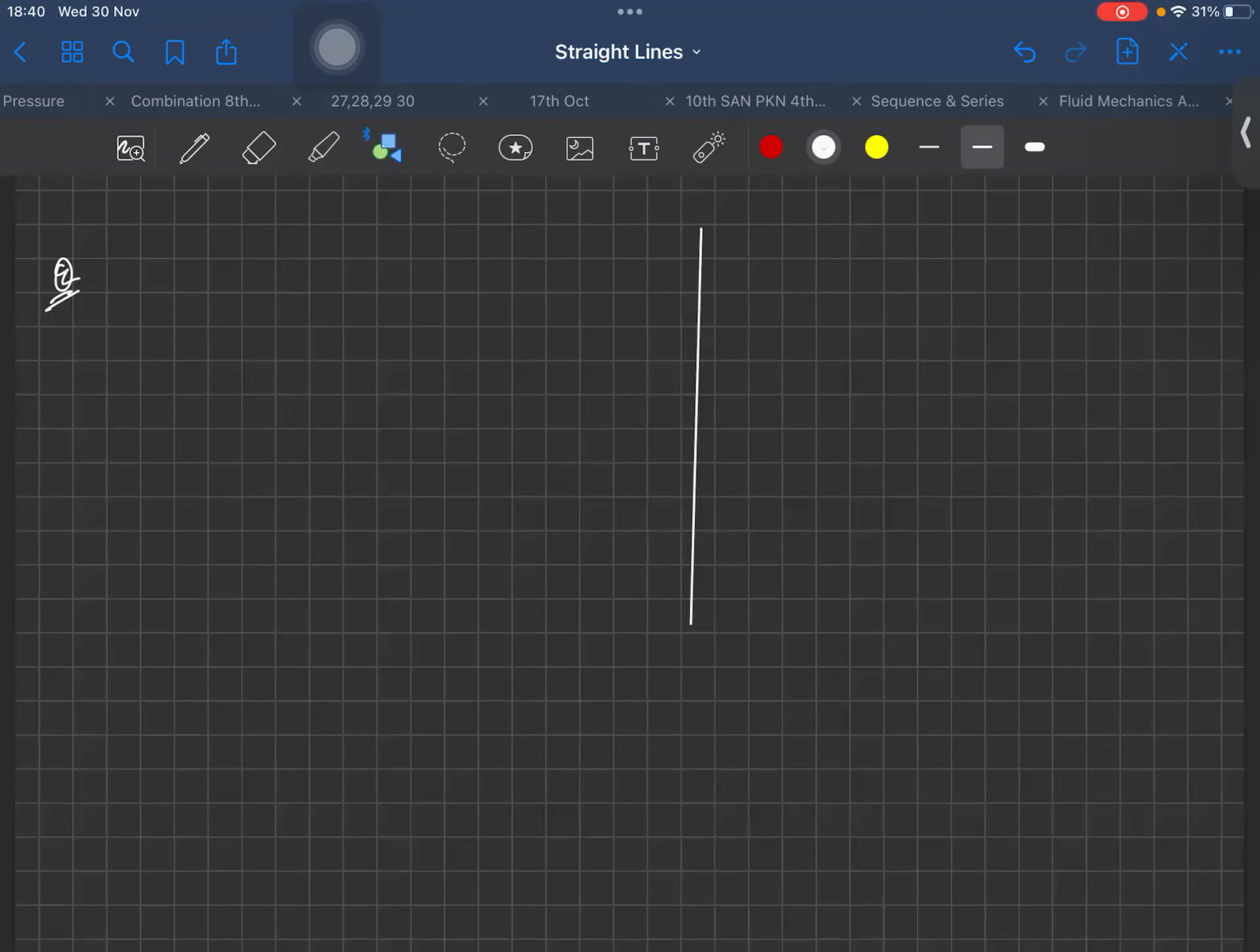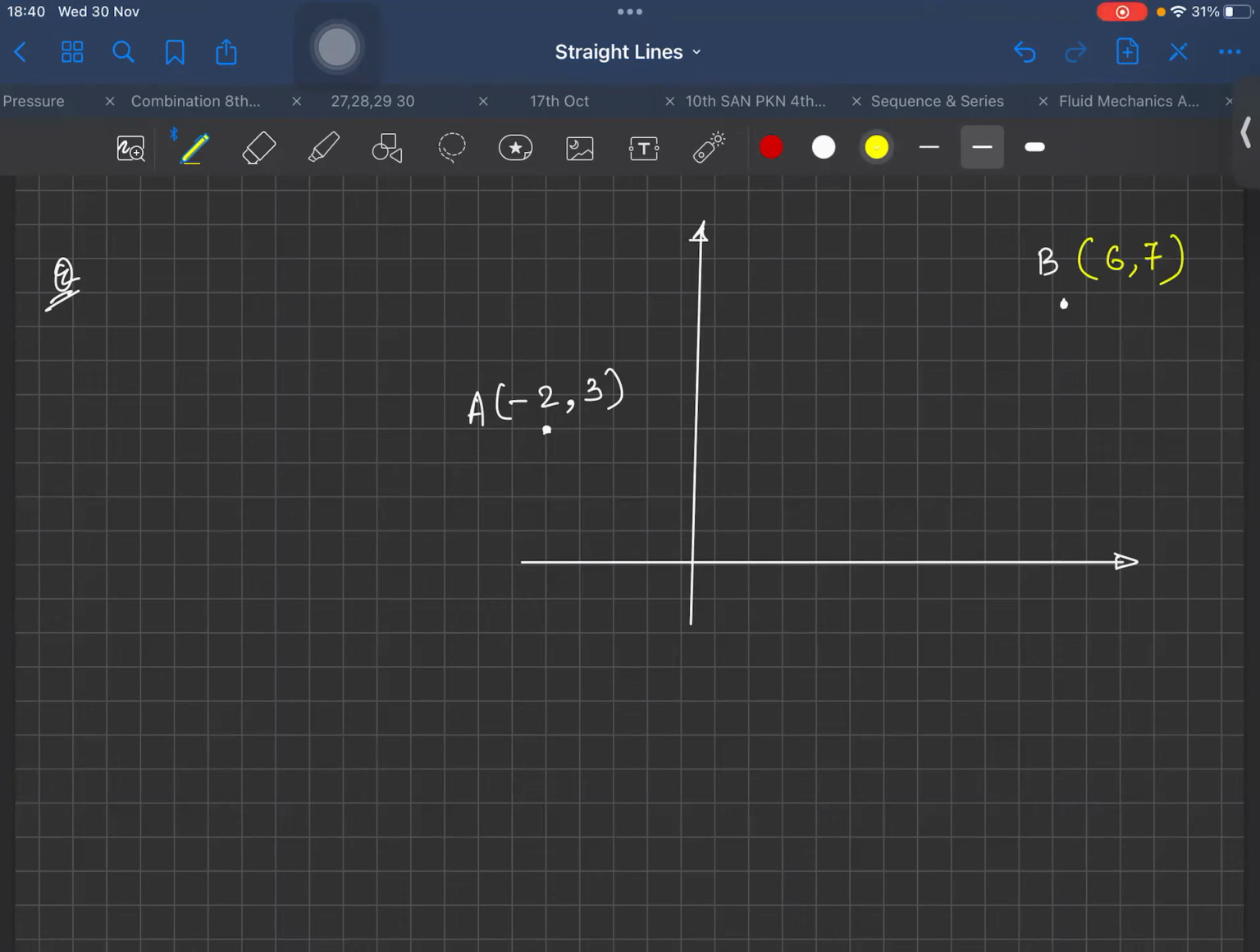Okay. So this is the coordinate system, rectangular coordinate system given to you. Okay. This is point A. Let's say this is -2, 3, and a point B. Let's say point B is what? You tell me. 6, 7. Is that okay? Find the slope of line AB.